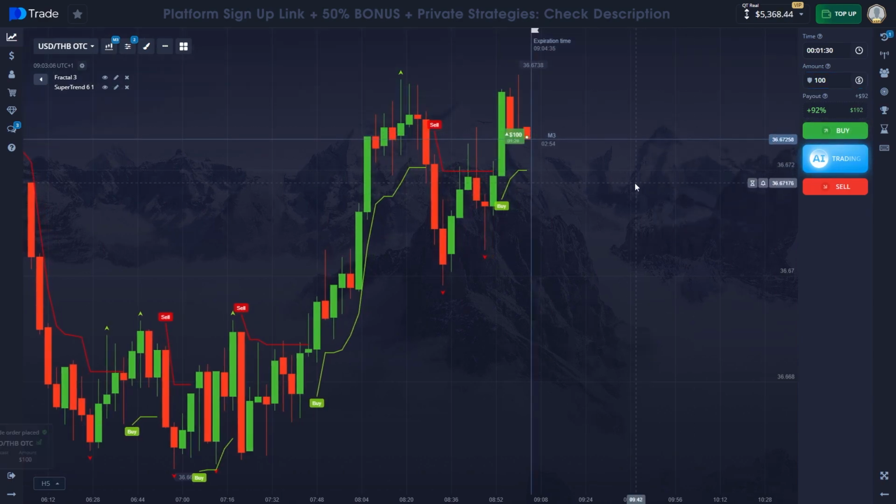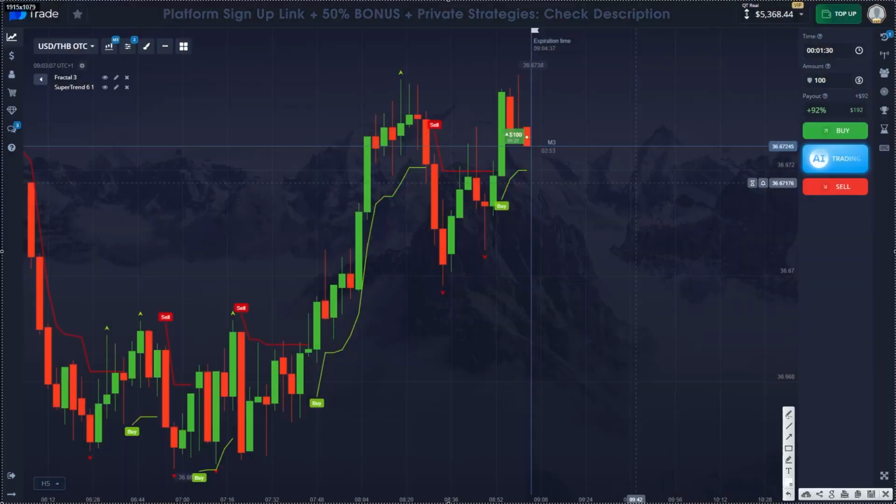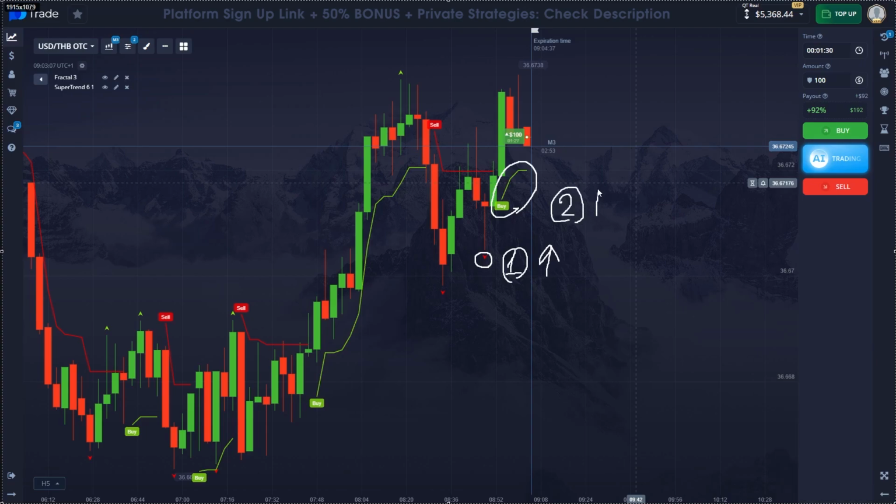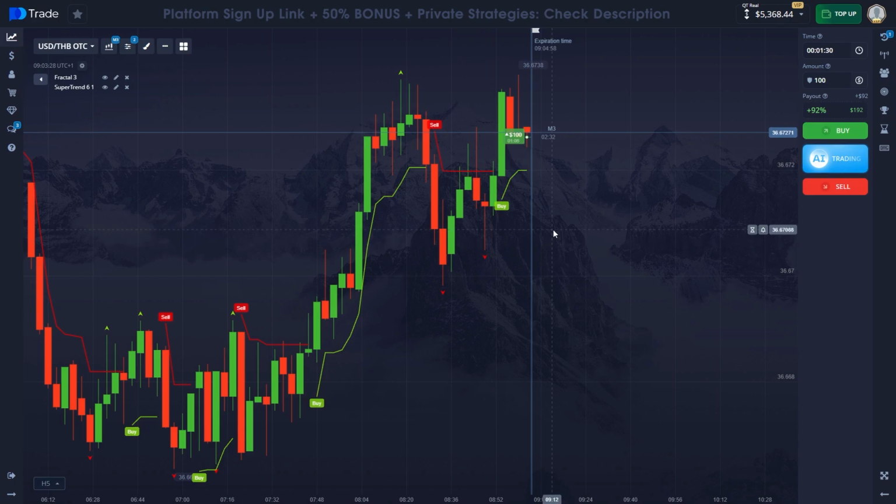I will explain the logic of this strategy. First, the red arrow pointing downwards tells us that the downward movement has ended. This is the first signal to increase. Secondly, the Supertrend indicator gives a signal to buy. This is our second signal to increase. Thirdly, we see a strong candle which the Supertrend indicator line rests against. And this is our third signal to increase.